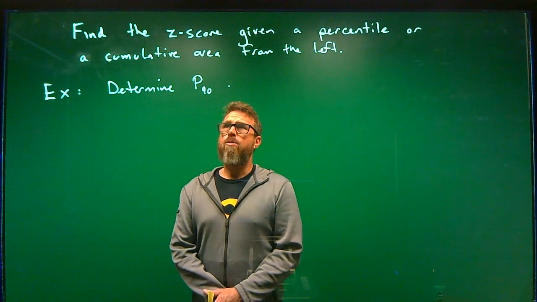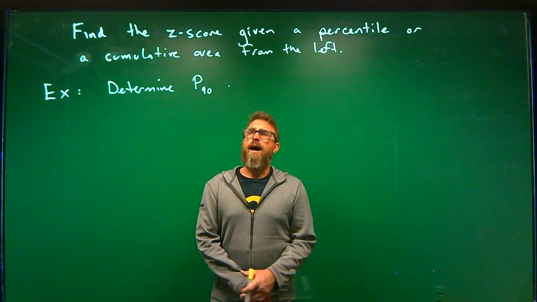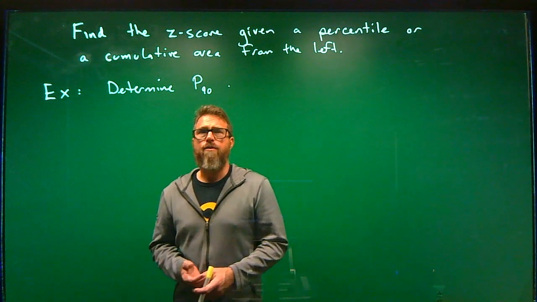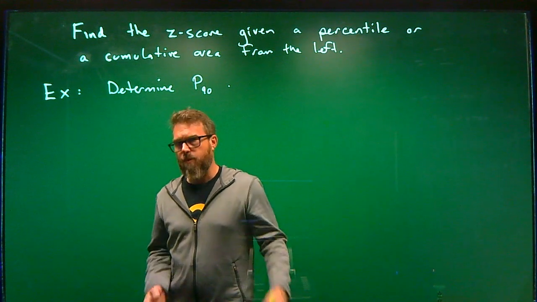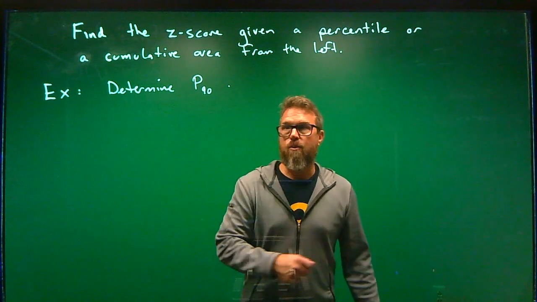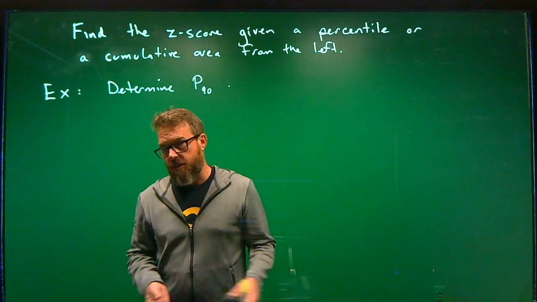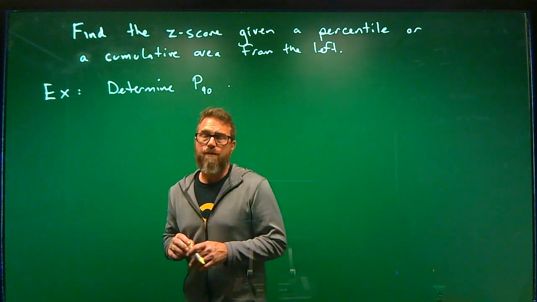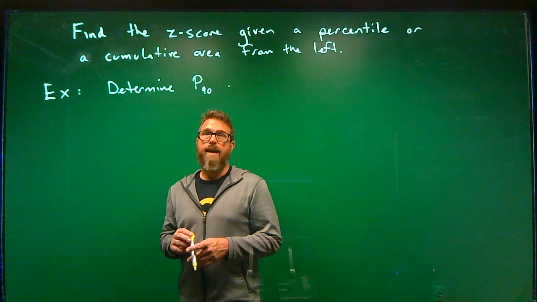So today I want to cover how to find a z-score given a percentile or a cumulative area from the left. So really just kind of working with the z-score table and how to identify a z-score from an area instead. So the very first question is asking us to find the 90th percentile, or P90.